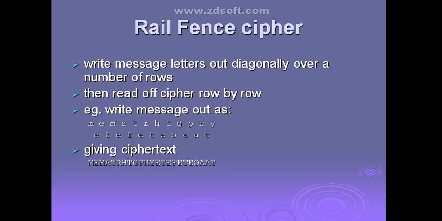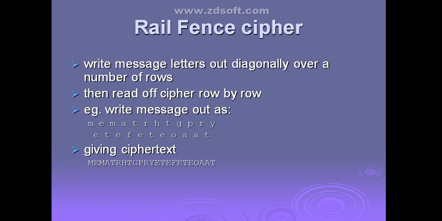Then they are going to read that particular cipher text row by row. That means row by row, what letters are there? M-E-M-A-T-R-H-T-G-P-R-Y. Then after that E-T-E-F-T-T-E-O-A-A-T. This is the cipher text you are going to get. Is that clear?